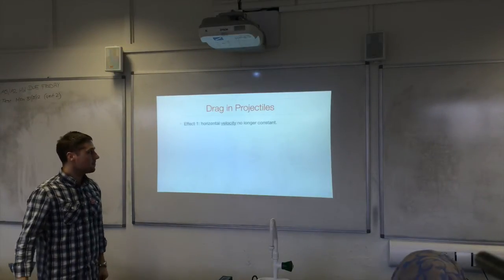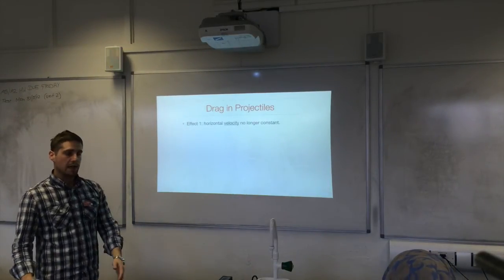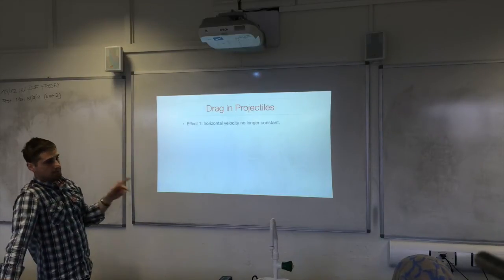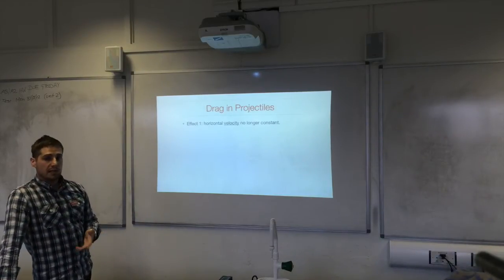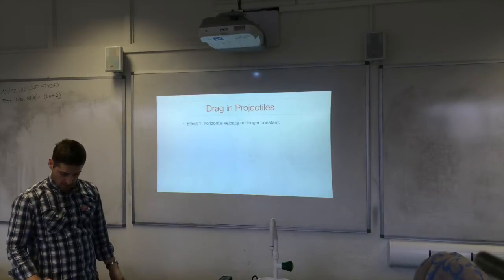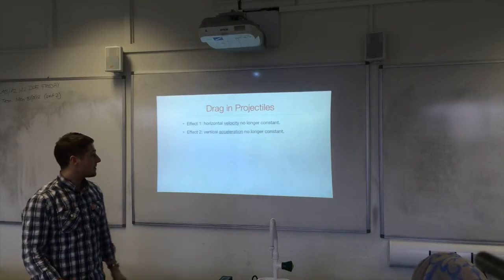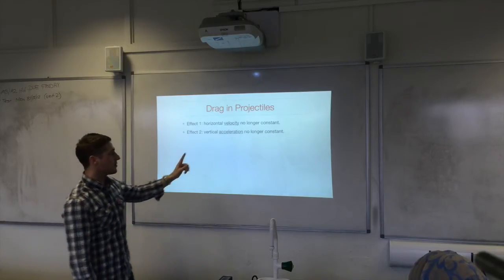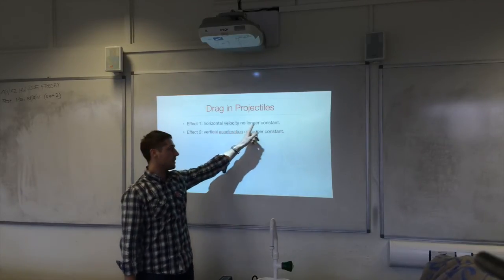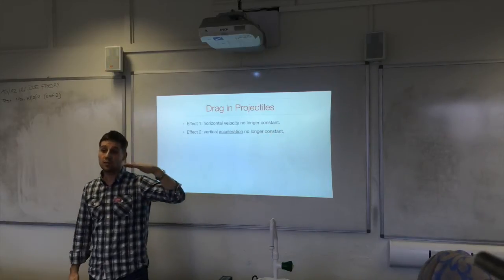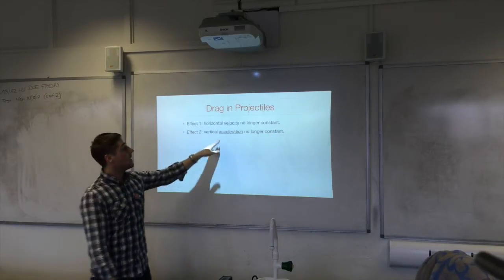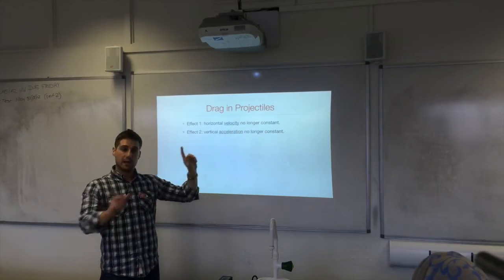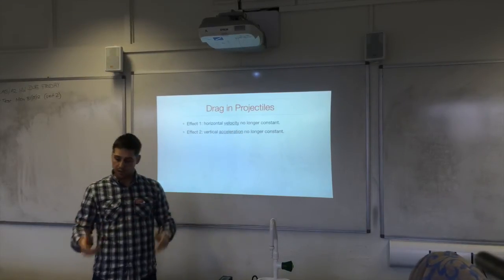Alright, drag in projectiles. How does drag in projectiles change things? Firstly, the horizontal velocity is no longer constant. Secondly, the vertical acceleration is no longer constant. Note, horizontal velocity is no longer constant, because that's what was constant in ordinary projectile motion. The vertical acceleration is no longer constant, because that's what was constant in ordinary projectile motion.